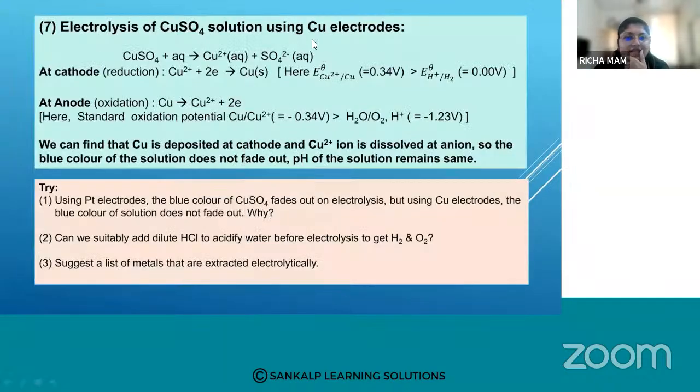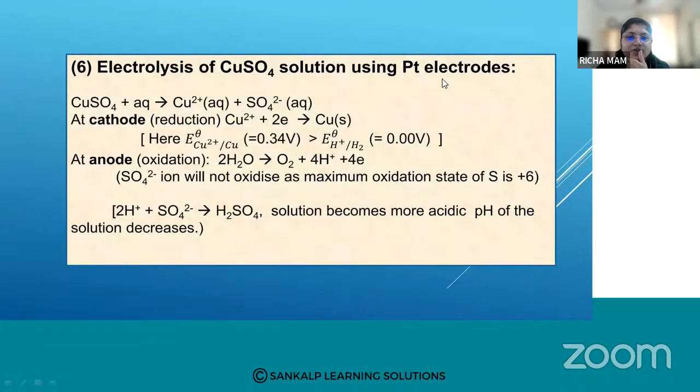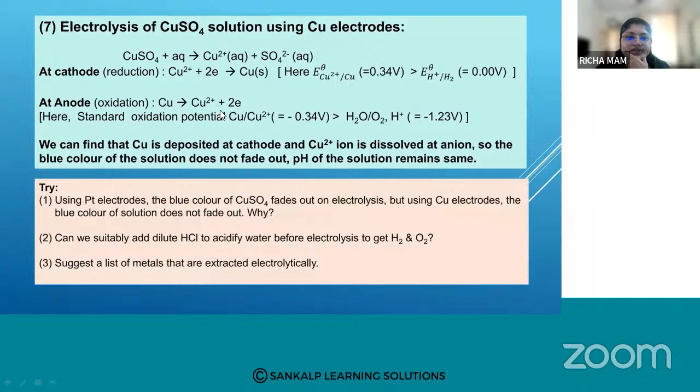Then next is electrolysis of copper sulfate solution using copper electrodes. So what is happening here again? These are the reactions which are taking place. Here we were using platinum electrodes, and here we are using copper electrodes themselves. The solid copper electrodes are dipped into the copper sulfate solution. These are the overall reactions.